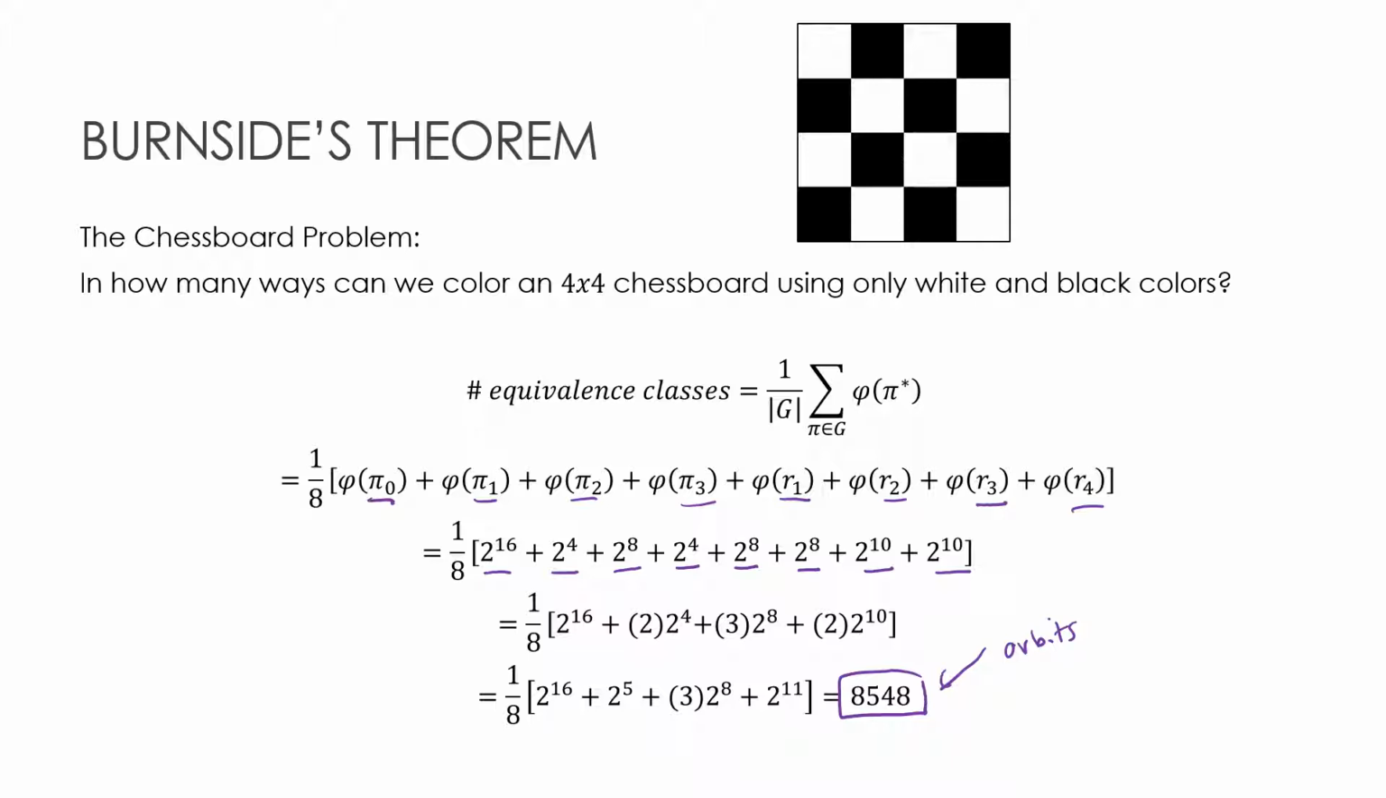Now, the good news is, what if I said I can use black or white or green or yellow? Would I have to do all of my work again? No. This is 4 different colors, right? So all of these base 2s would change to base 4s, but essentially my work is done.